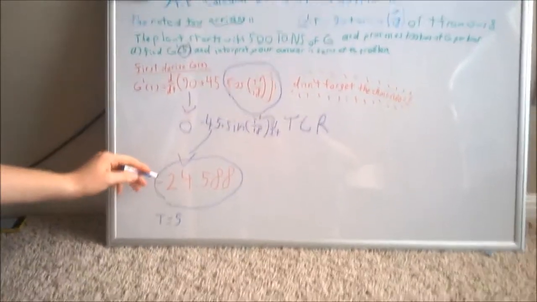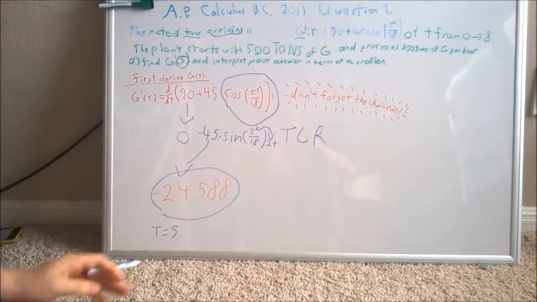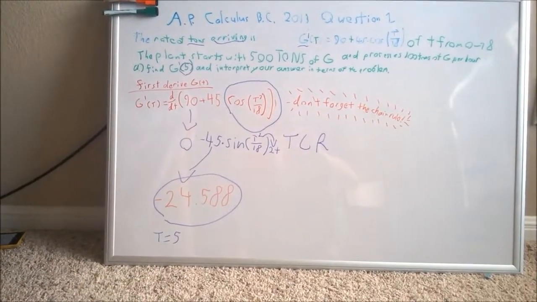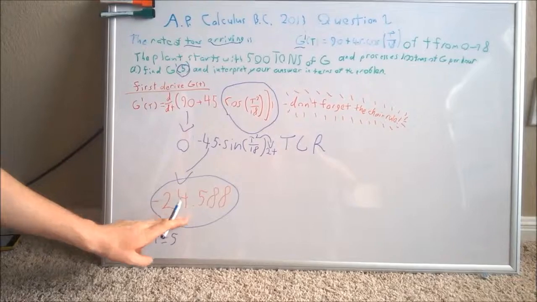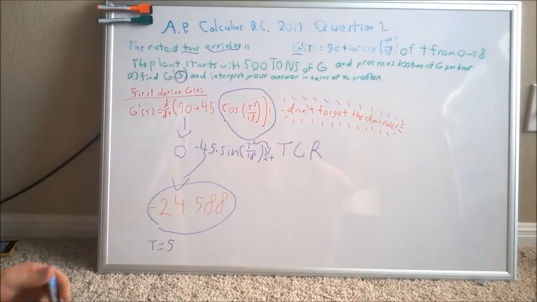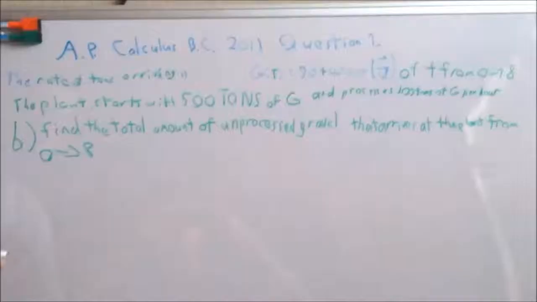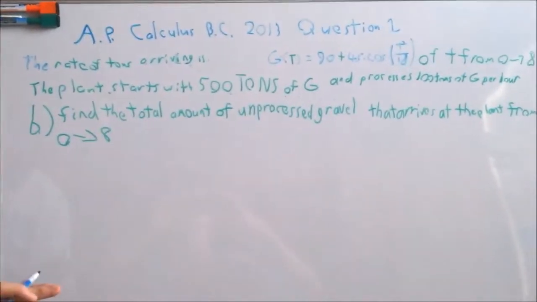There are 24.588 fewer tons arriving per hour at t equals 5, which would imply, by the way, that at a certain point, if we were to keep this value, it would hit nothing. It's pretty simple. The points here should be easy to get. All right, this one is absurdly easy.